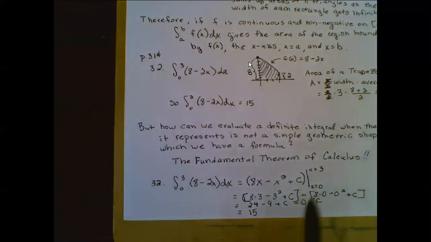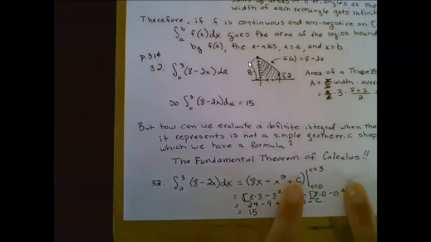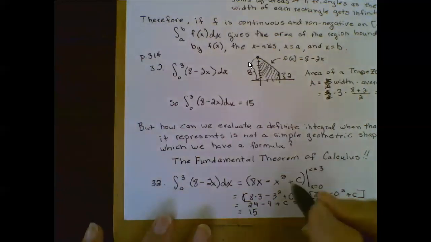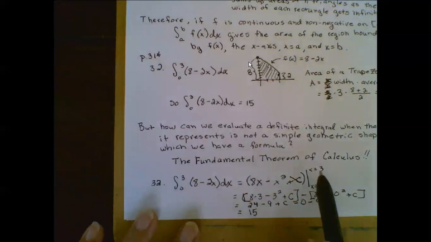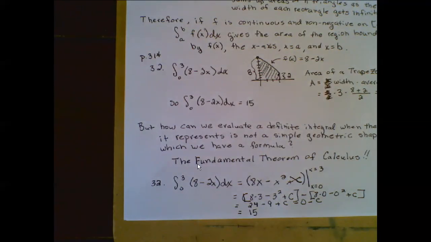Now, the reason we're not going to write this plus a constant anymore is you can see that if you evaluate the antiderivative at 3 and then evaluate it at 0 and then subtract, you're always going to have a plus c minus c that cancel each other out. And so we don't put that constant in when we're evaluating the antiderivative. We're just going to say evaluate 8x minus x squared at 3 and at 0, and then subtract.